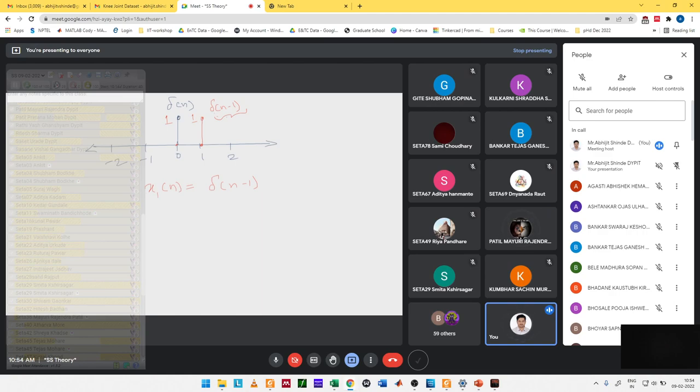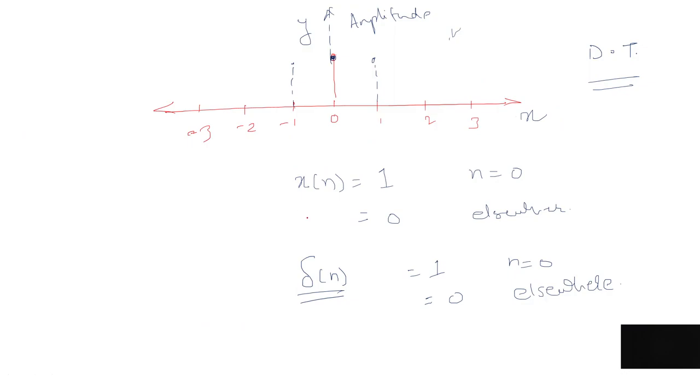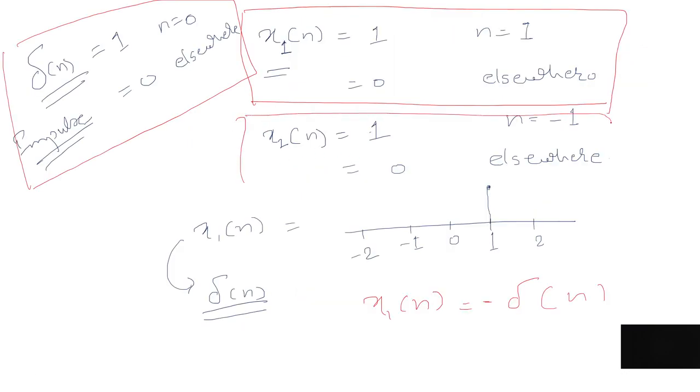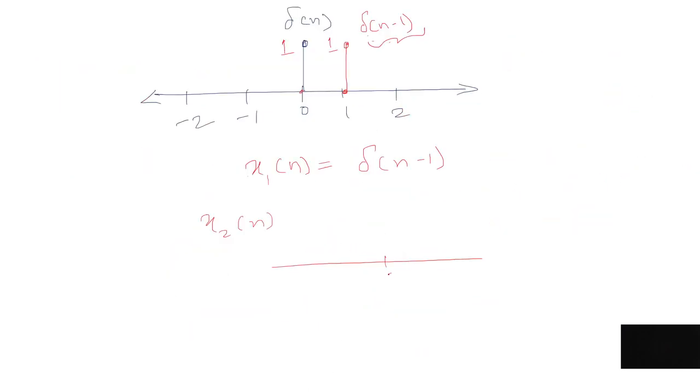Any question? Yes, sir. No. Now you tell me how I can represent x2 of n now. What was x2 of n? This was x2 of n, right? So how did I represent x2 of n? At minus 1 there was an impulse. This is 1, this is 2, this is minus 2, this will go over here. So tell me how I will represent x2 of n in terms of del of n. Del of n plus 1. Exactly.